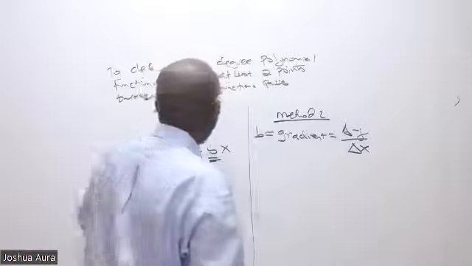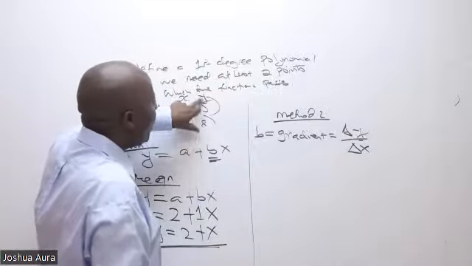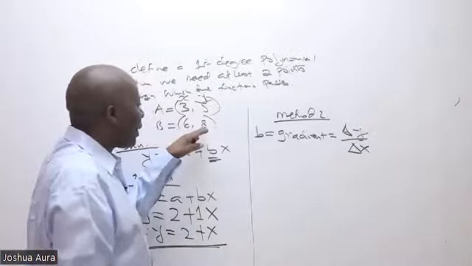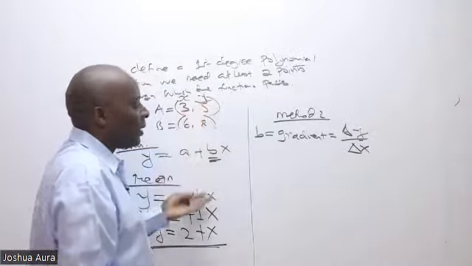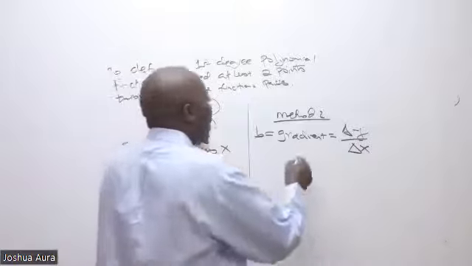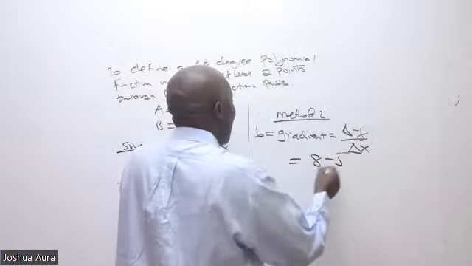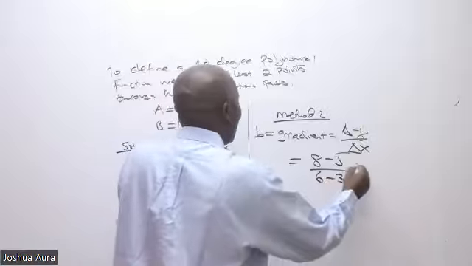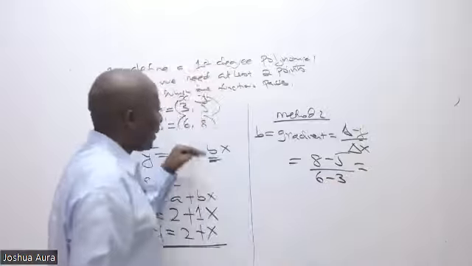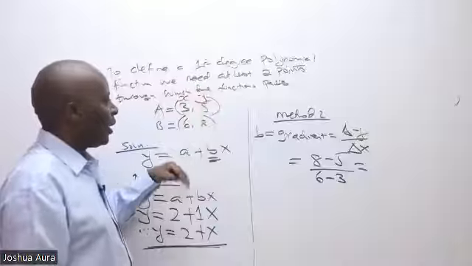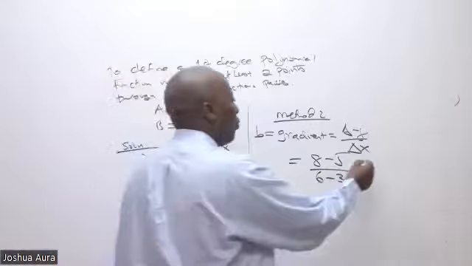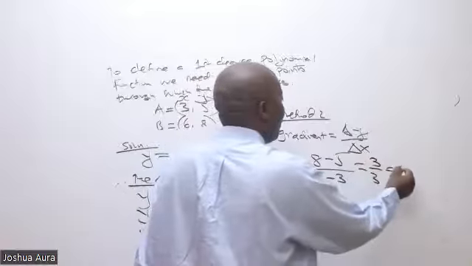So change in y. So these are our y values. Change means you are subtracting. You can decide to take b minus a or a minus b, it doesn't matter really. So change in y, this will be 8 minus 5, all over change in x, which will be 6 minus 3, like that. Because I said here b minus a, the same for change in x. So then this will be 3 over 3, which will end up giving me 1.